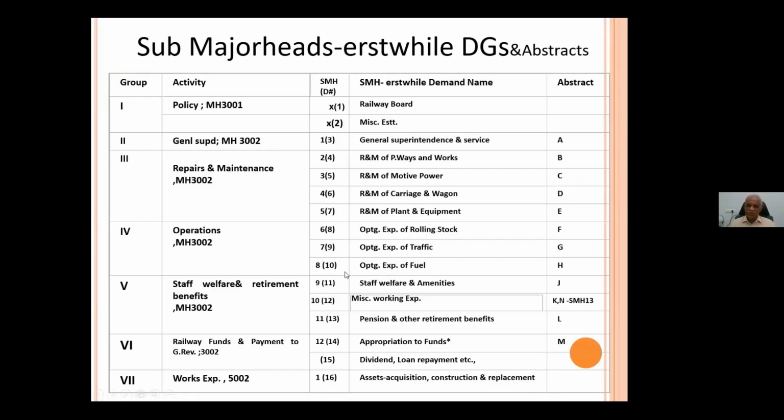After these, there is staff welfare. Staff welfare and amenities will be asked in sub major head 9, that is railway quarters, railway colonies, our schools, colleges, medical, all those things will come under sub major head 9 and be booked in abstract J.